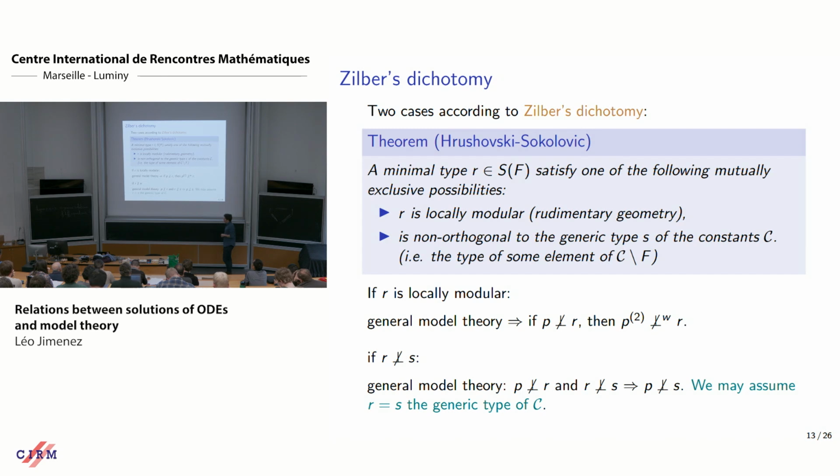Okay, now. If R is non-orthogonal to the generic type of the constants, again, this is an easy exercise to show that it means that P itself is non-orthogonal to the generic of the constants. Okay, so again, we're now reduced to something even more concrete, right? We have R type P, and we say, okay, it's not orthogonal to this generic type of the constants, and we want to find a bound for not weak orthogonality. Okay?